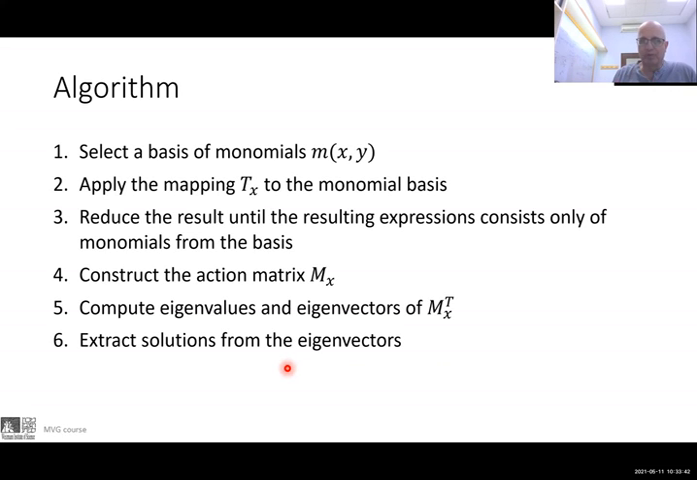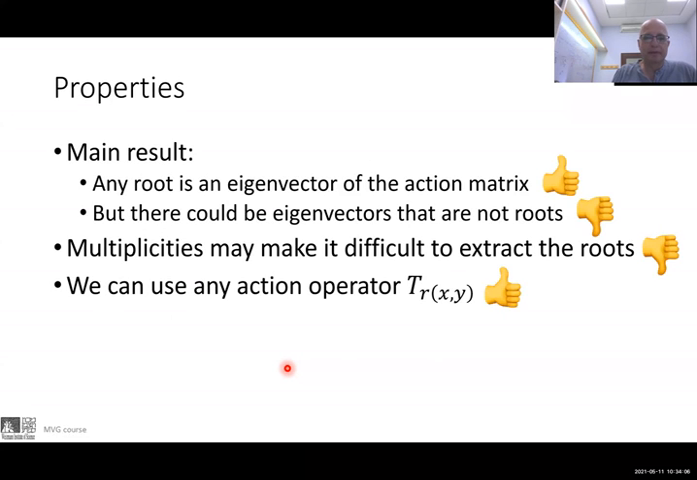We compute the eigenvalues and eigenvectors of the action matrix, and we obtain from them the solution to the polynomial system. The solutions are in the eigenvectors, and partly they exist also in the eigenvalues. Questions?